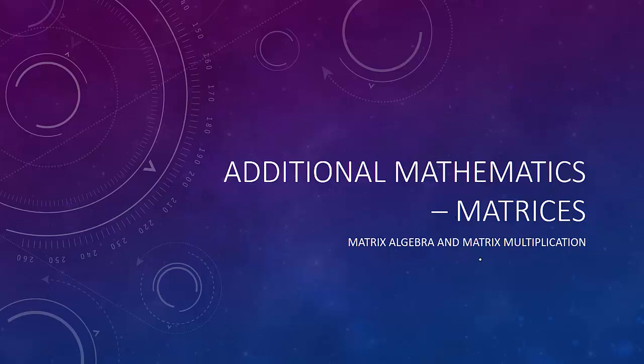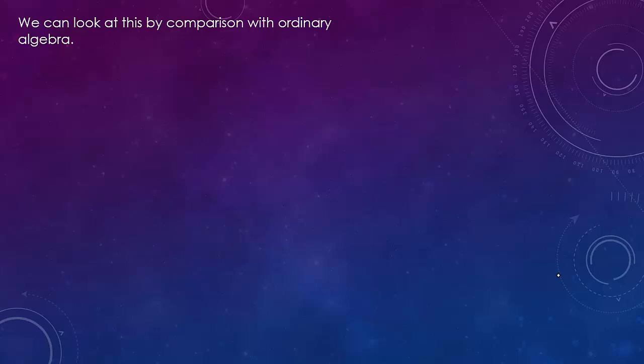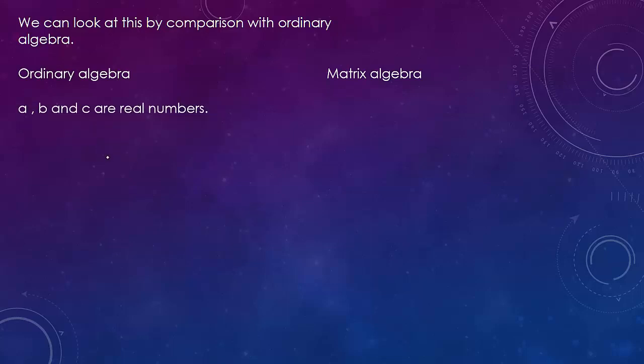Matrix algebra and matrix multiplication. We can look at this by comparison with ordinary algebra. So ordinary algebra here, matrix algebra over here. A, B and C are real numbers. We're going to say that A, B and C are matrices, and we might have to say different things about them as we go through.